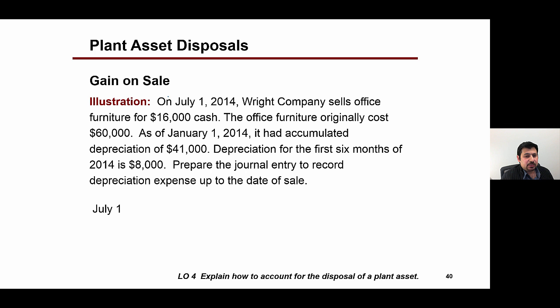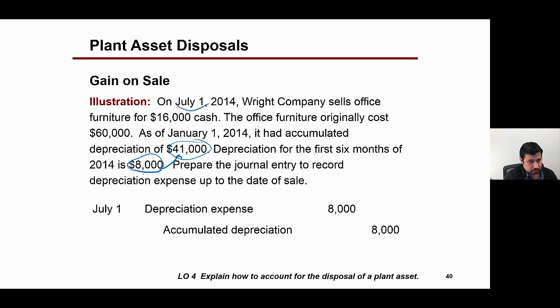Remember, the first thing to do is to recognize the depreciation expense up to the date of sale, and here the company sold the furniture on July 1st. As a result, they have to depreciate it for 6 months, and here we were given the amount to be 8,000. This 8,000 will have to be added to the balance from the previous year. So on July 1st, the company will debit depreciation expense 8,000 and will credit accumulated depreciation 8,000.